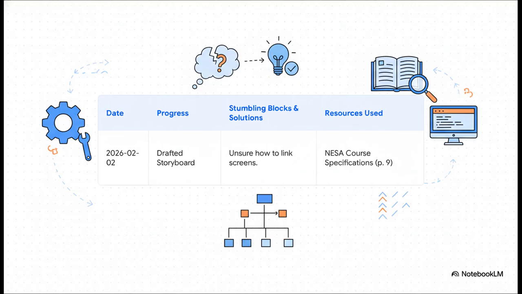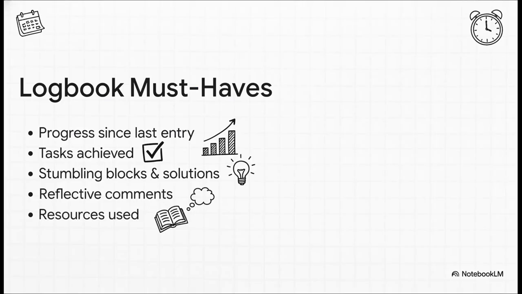So what does a professional entry actually look like? Well, check this out. It's structured and it's detailed. You don't just say "worked on the project." You document what you actually did, the problems you hit, your stumbling blocks, how you solve them, and the exact resources you use to figure it out. The big takeaway here is to be detailed and consistent. This is not a summary you can just fake at the end. It's a living document. And remember, writing down what went wrong and how you fixed it is just as important as listing your successes.